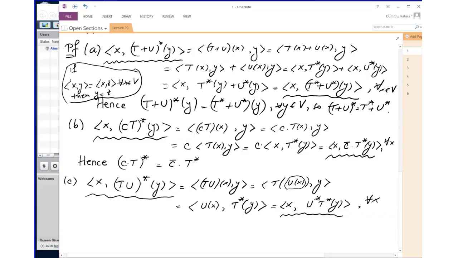That again holds for every x. Therefore, (T composed with U) adjoint is U star, T star.